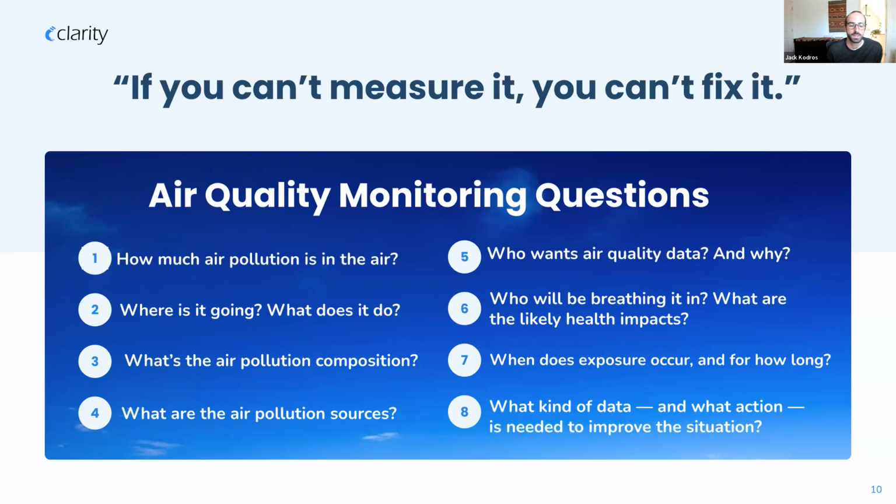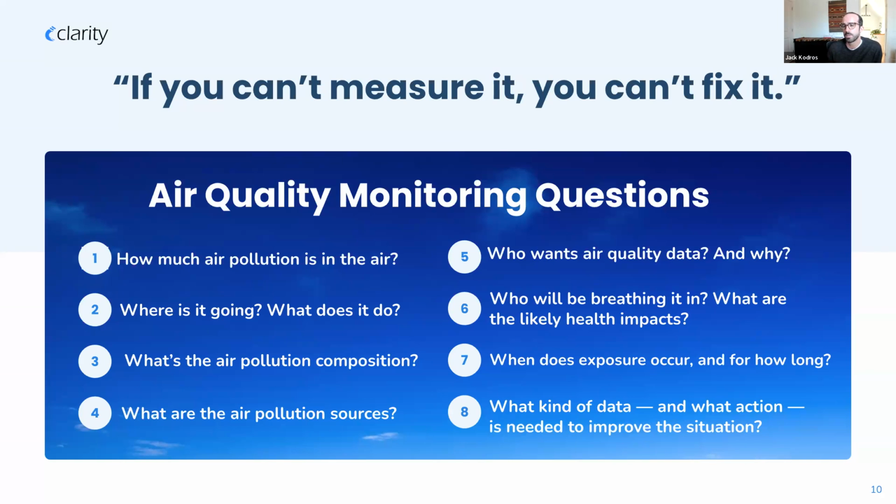Second, where is it going? Is it going to be transported by wind? Is it going to undergo chemical reactions and change? That's another thing we need to understand. Third, what's the air pollution composition? What are the chemical components? What are the states of matter? Fourth, what are the air pollution sources? Are they indoor? Are they outdoor? Are we expecting them to be similar to wildfires or power plants? Are they stationary or mobile?